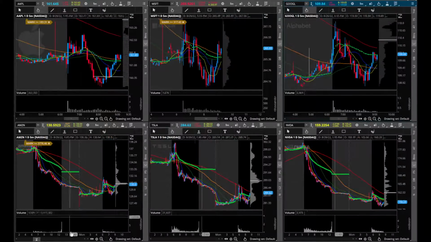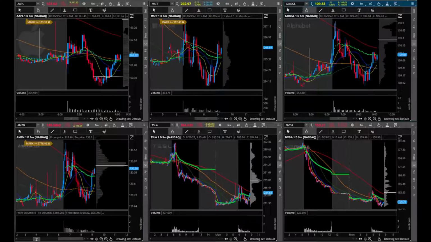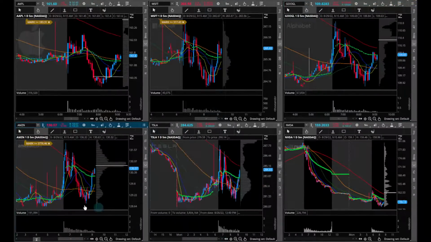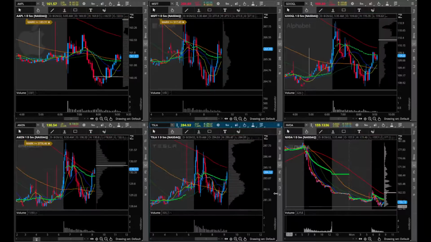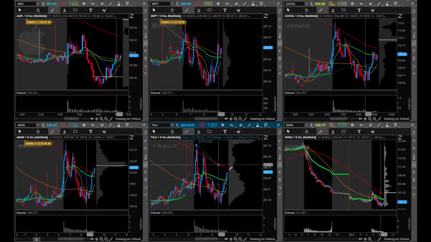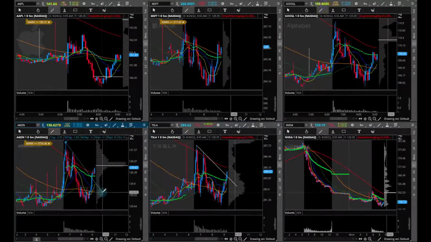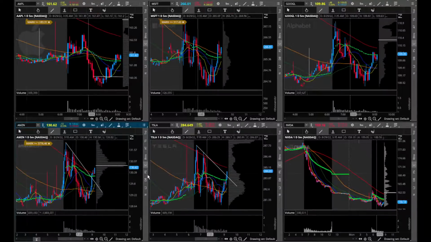All right, let's go look at Amazon. Amazon, not so clear to me. That's okay. Tesla, not so clear to me. If anything, there's a trend line like this that we're breaking. And Amazon, same thing, right?